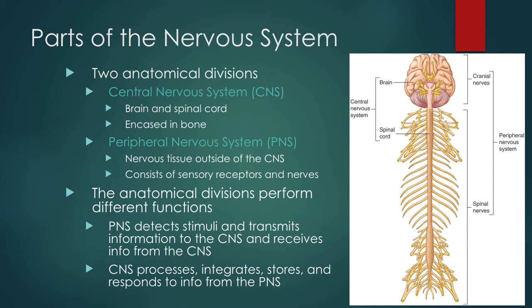Then the peripheral nervous system. This is nerves and clumps of nervous tissue called ganglia that are found outside the central nervous system. They're not enclosed in bone or floating in cerebral spinal fluid. This also will include sensory receptors and nerves. Mostly this is sensory and motor stuff. These anatomical divisions perform different functions. The peripheral nervous system is mostly carrying things to and from the central nervous system. The central nervous system does some integration, some storage, and responding to things.